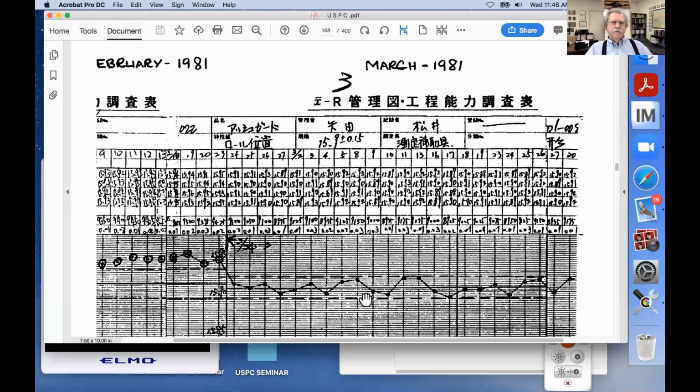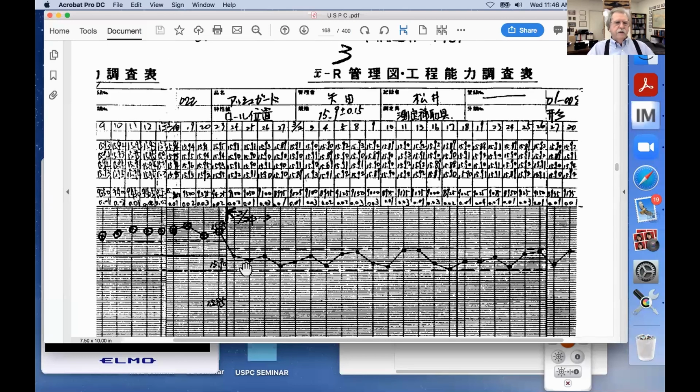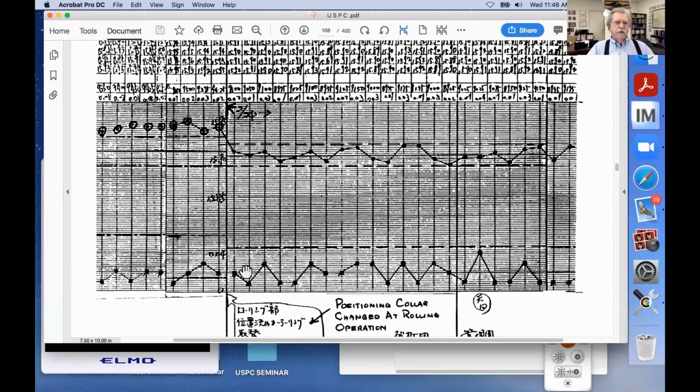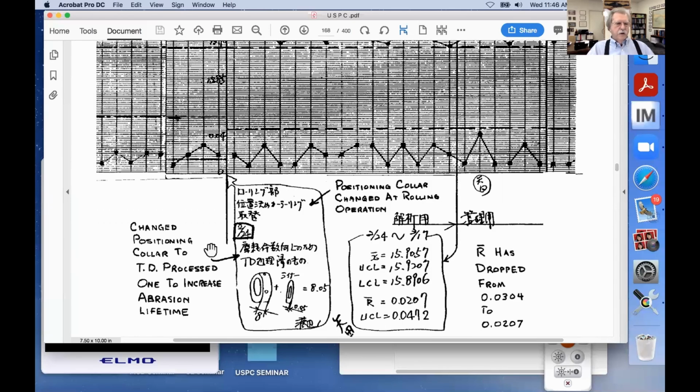Then, February 24, the new collar comes in. They put the new collar in. Change positioning collar to TD processed 1 to increase abrasion lifetime. Probably a tungsten coated part. Positioning collar changed at rolling operation.